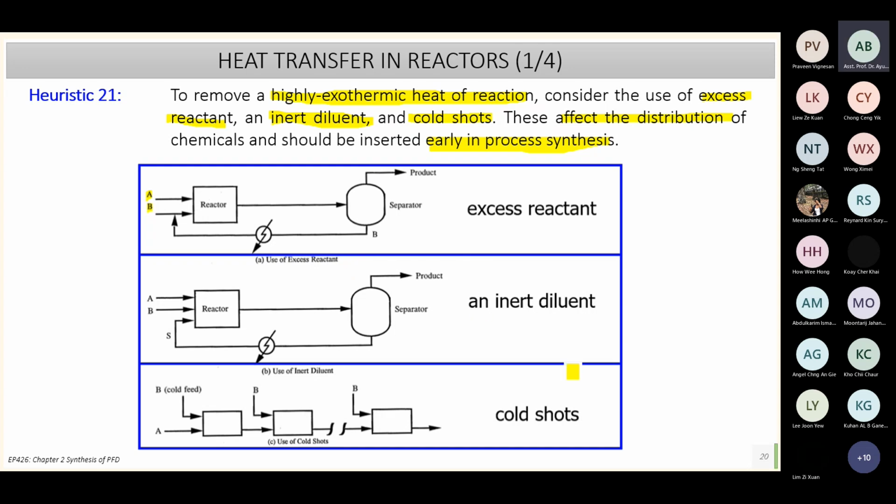For cold shots, when you have your reactor, one of the streams is at a low temperature. That is the cold feed. So one cold feed, one normal feed, once it goes into the reactor, the temperature of the process can be controlled.